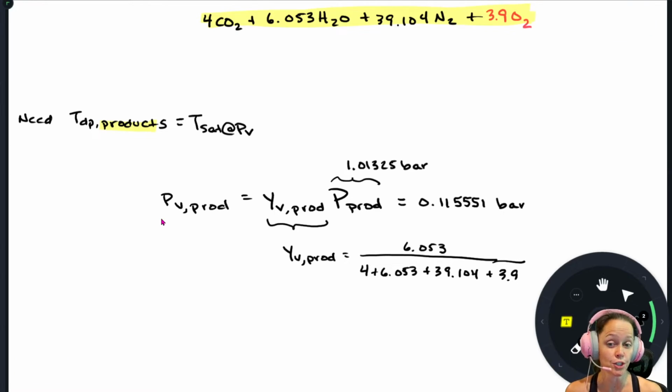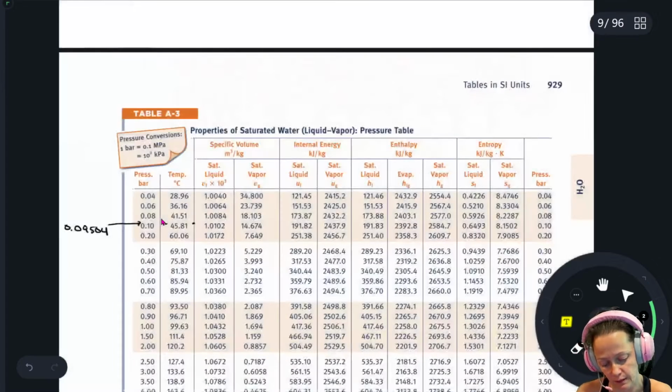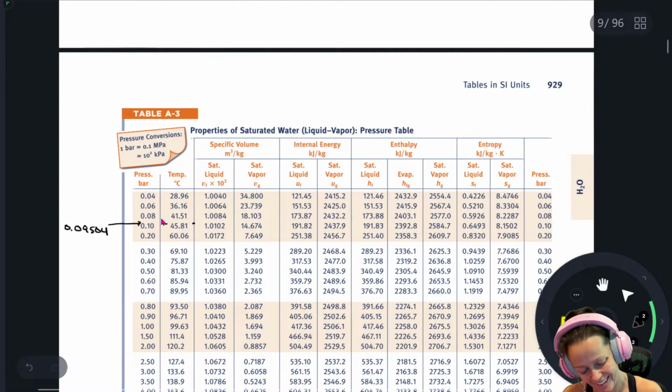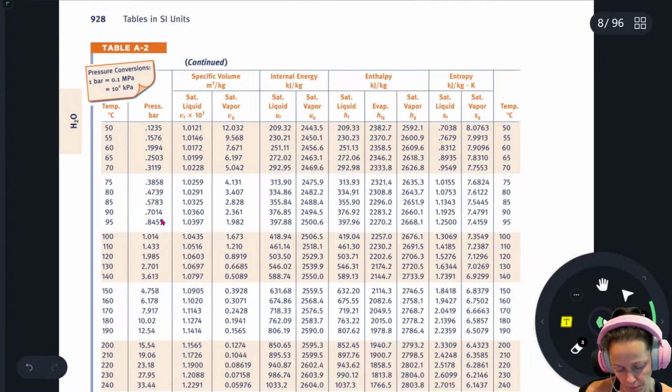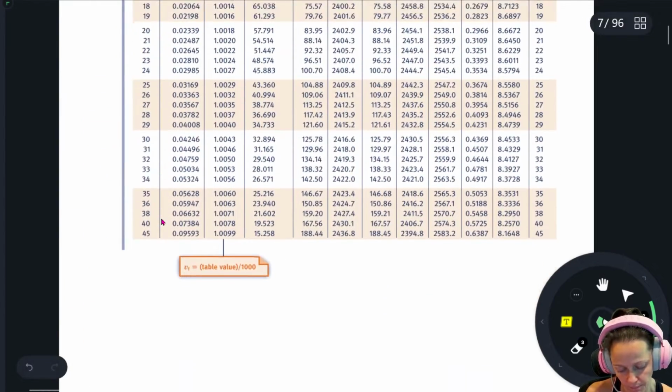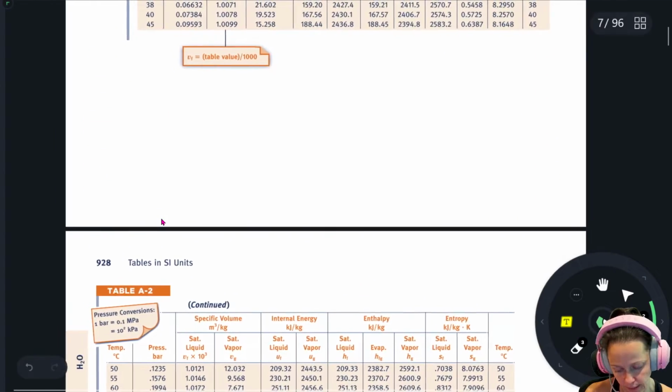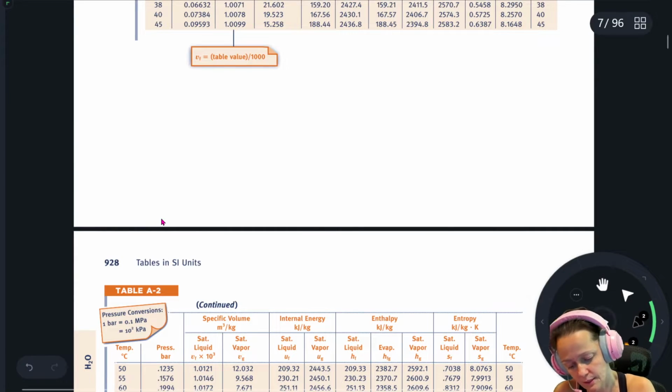And so the saturation temperature at that vapor pressure, let's go look and see about what it is. 0.11555 bar. All right. So actually, I'm going to look in A2 because I think probably it gets a little bit closer. Yeah. Oh, well, that's slightly annoying. So 0.115551 bar, and I'm looking for the saturation temperature.